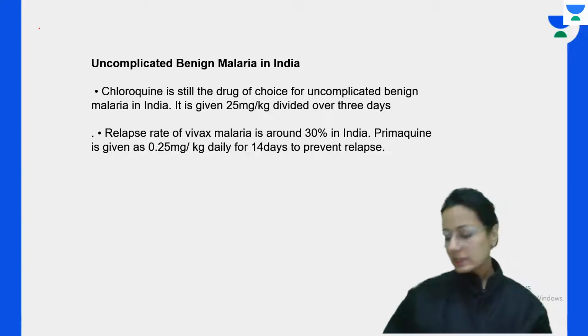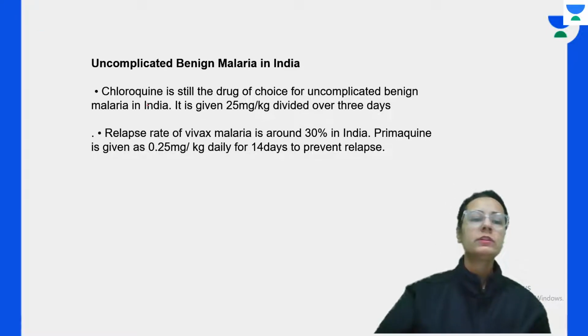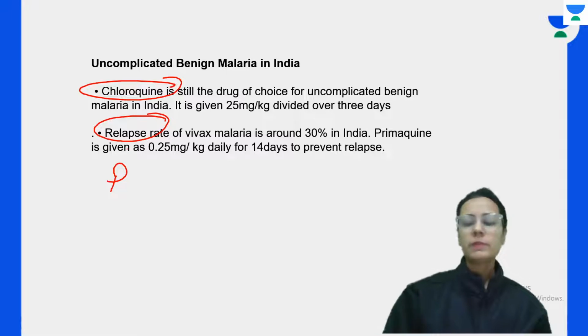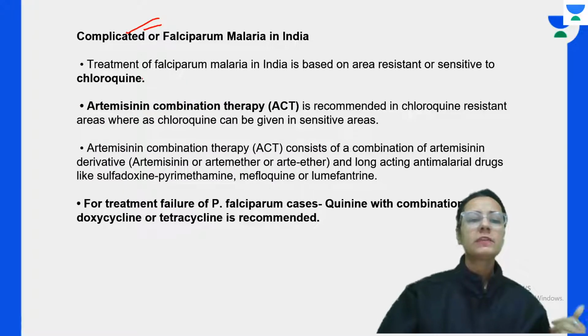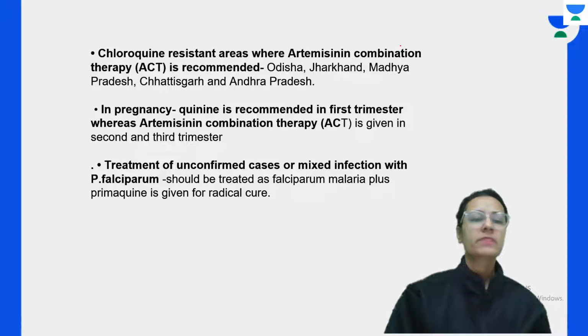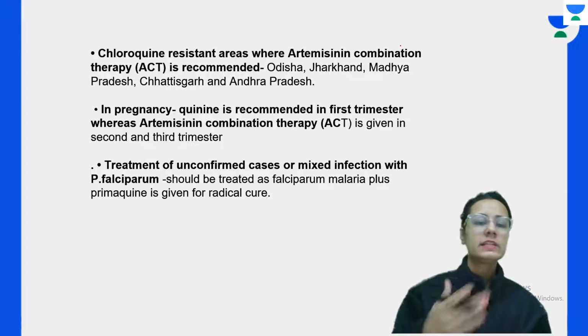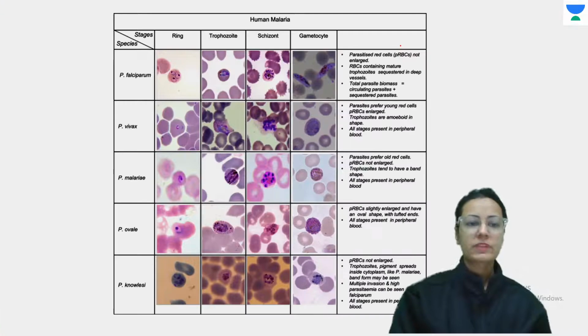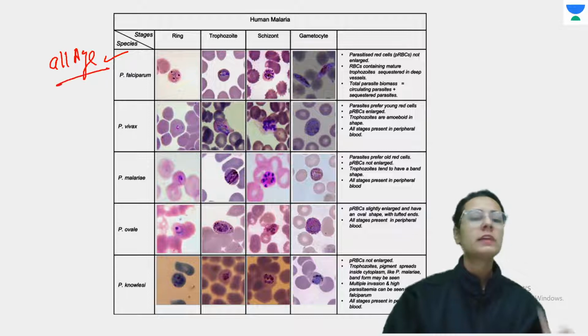For the uncomplicated cases, we give chloroquine, and for the relapse cases, we give primaquine. Then for the complicated cases, we give chloroquine. If chloroquine resistance is there, we give the ACTs, and for the treatment failure of the falciparum cases, we give the QDT, that is quinine plus doxycycline plus tetracycline, which is recommended. Now, for chloroquine resistant cases, we give the ACT. In pregnancy, quinine is given in the first trimester, then we give the ACT from the second and the third trimester.